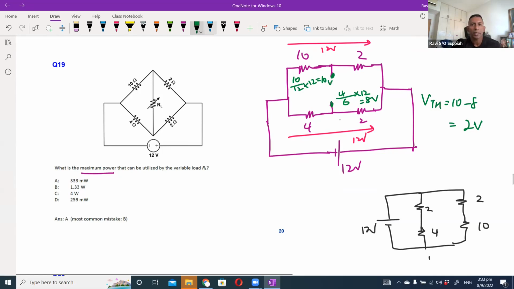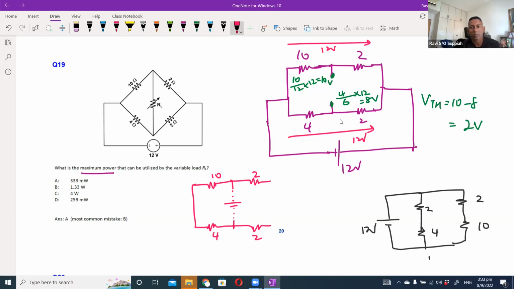How about RTH? To find RTH, I'm going to again redraw the circuit first. So you have this 10, 2, 4, 2.